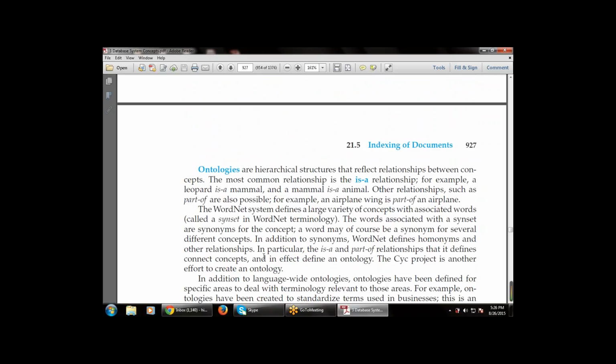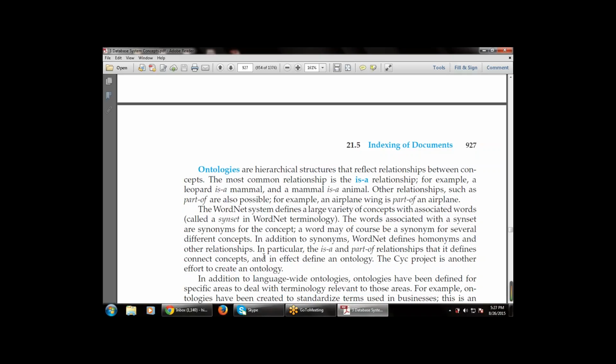The most common relationship is the "is a" relationship. For example, a leopard is a mammal, and a mammal is an animal. Other relationships such as "part of" are also possible. For example, an aeroplane wing is a part of the aeroplane. So there are two types of relation defined here: the "is a" relationship and the "part of" relationship.